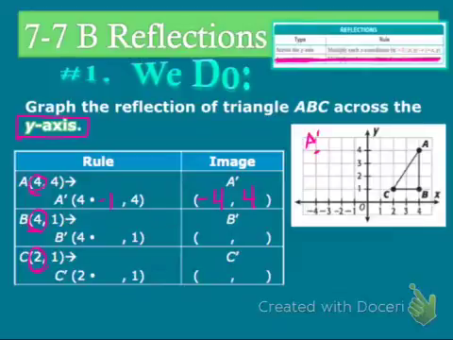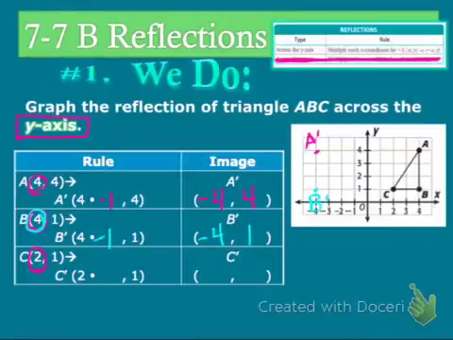Next, I'm going to do our B. So we're going to multiply B times -1. So our 4 times -1 again is -4. But our y is only 1 for this one. So I'm going to walk to -4 and go up to 1. And there's my point for my B.